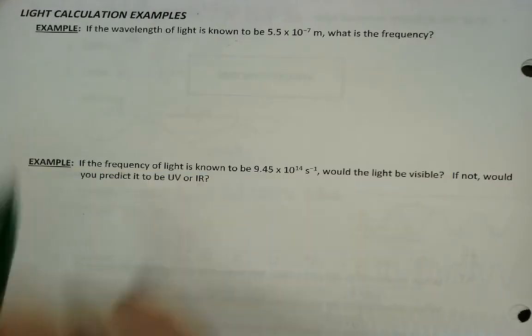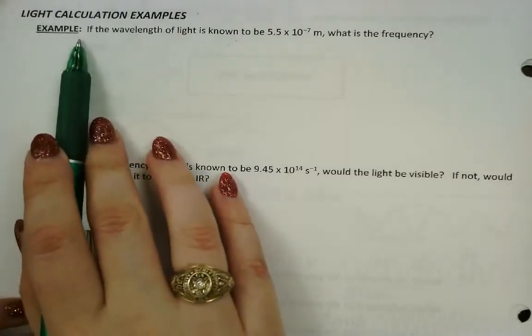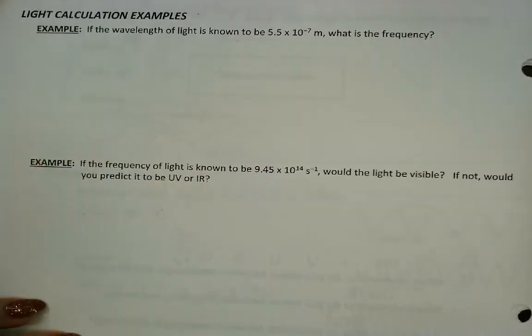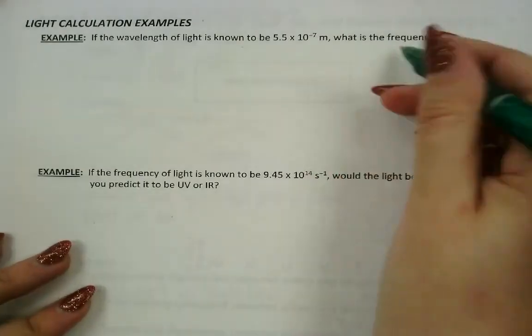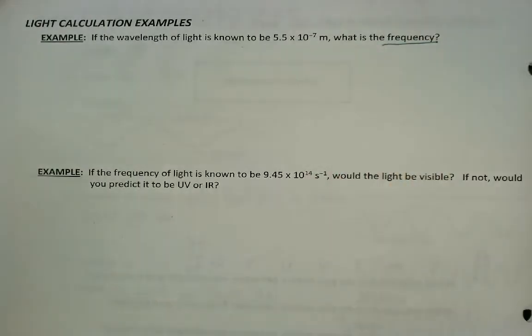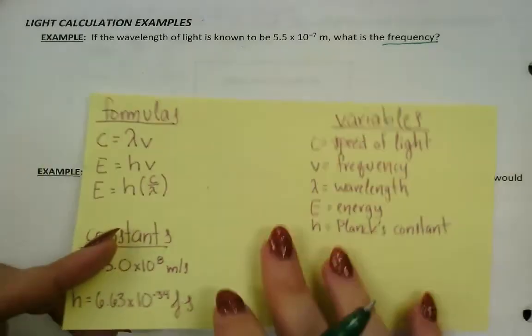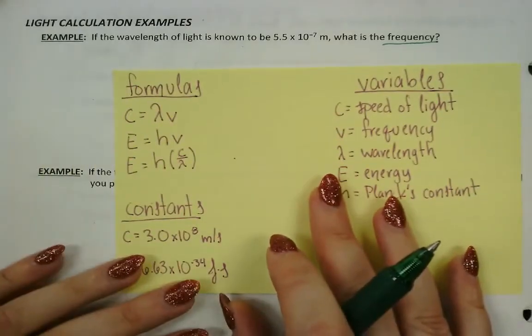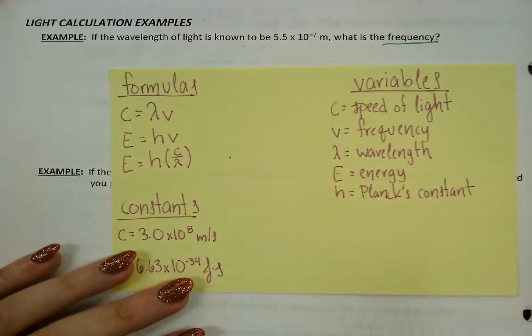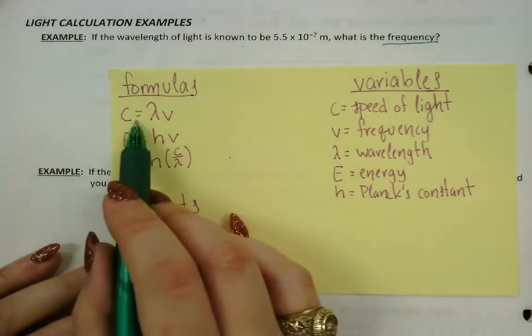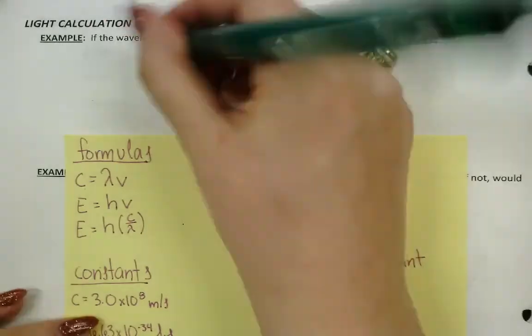The first thing we're going to do is obviously read our problem. The problem says if the wavelength of light is known to be 5.5 times 10 to the negative 7 meters, what is the frequency? So we are solving for frequency. We need to look at all of our formulas and find which one has frequency and wavelength. If you do that, you'll notice that the only one that has both of them is this first one, so we're going to go ahead and write that one down.